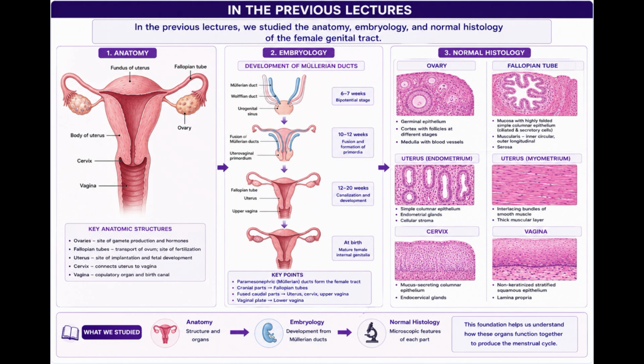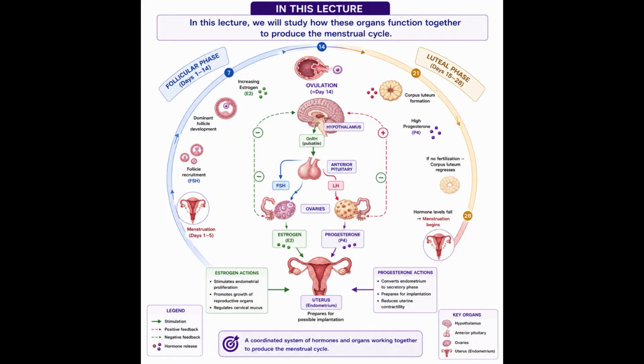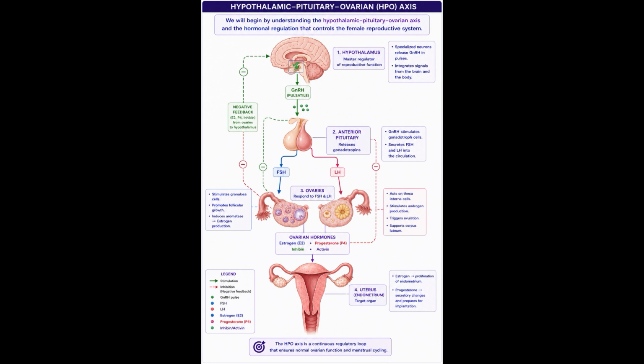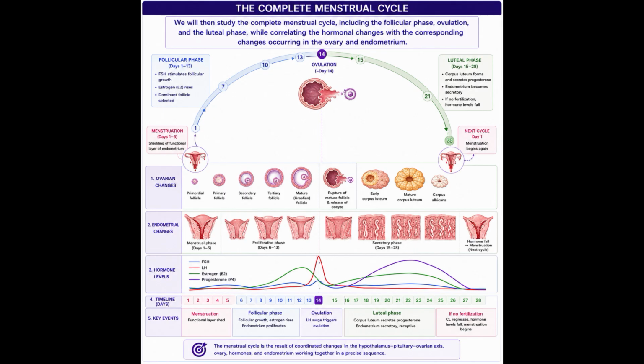In the previous lectures, we studied the anatomy, embryology, and normal histology of the female genital tract. In this lecture, we will study how these organs function together to produce the menstrual cycle. We will begin by understanding the hypothalamic pituitary ovarian axis and the hormonal regulation that controls the female reproductive system. We will then study the complete menstrual cycle, including the follicular phase, ovulation, and the luteal phase, while correlating the hormonal changes with the corresponding changes occurring in the ovary and endometrium.